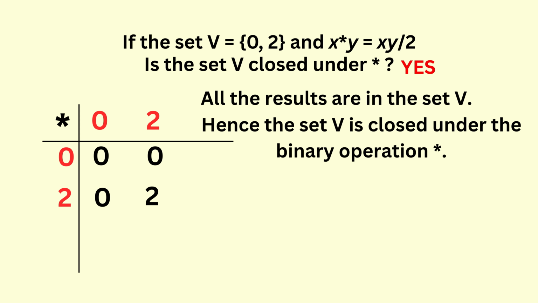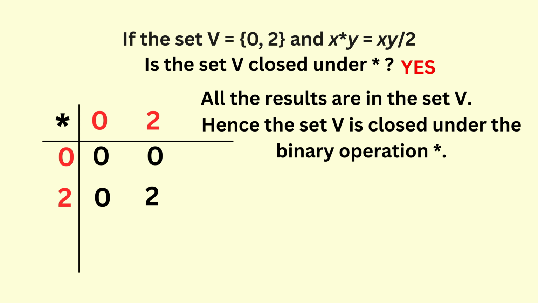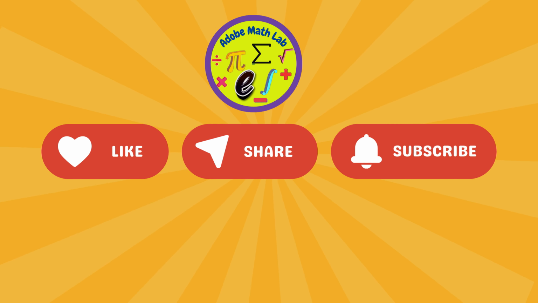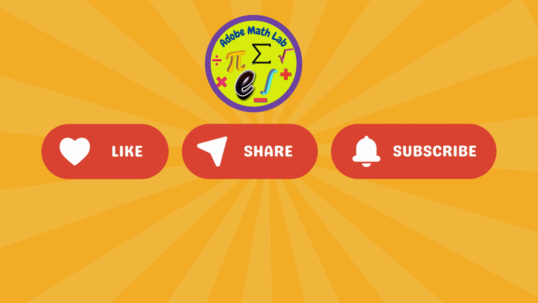So in summary, closure means the results of your operation always stay inside the set. If all results are in the set, it is closed. If even one result is out, the set is not closed. This is the end of our series on binary operations and their properties.